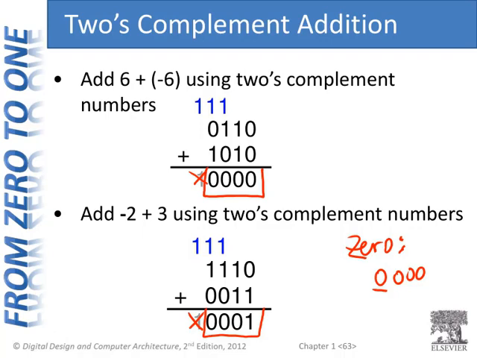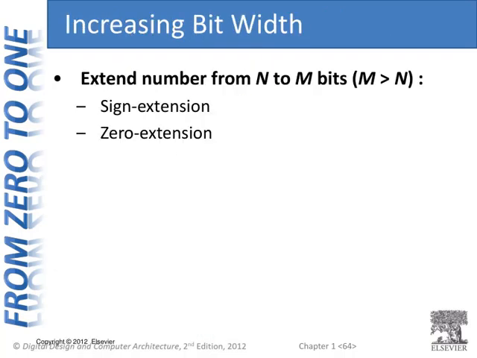So there's the single representation of 0. So how do we increase bit width? Either we want larger numbers, or, for example, we're trying to add a 3-bit number to a 5-bit number. Sometimes we need to increase the bit width.